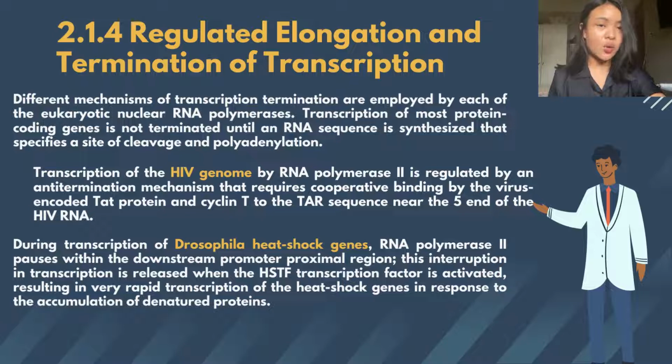During transcription of Drosophila heat shock genes, RNA polymerase II pauses within the downstream promoter-proximal region. This interruption in transcription is released when the HSTF transcription factor is activated, resulting in very rapid transcription of the heat shock genes in response to the accumulation of denatured proteins.